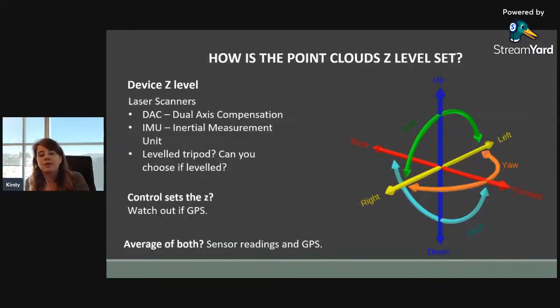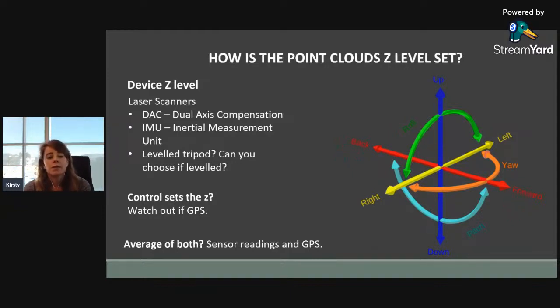So when it comes to this, a very key thing to consider is how the Z level of your point cloud has been set. There are many different ways you can set the up direction of your point cloud. When it comes to laser scanning, you could have a dual axis compensated device, which is kind of like the gold standard when it comes to your up direction. And then we also have IMU-based devices using their inertial measurement units. And then we also have leveled tripods. So one thing to bear in mind here is if you're using a leveled tripod, can your software actually recognize that the data has been leveled? Because if it's not embedded in the sensor, it might not actually be able to read that information.